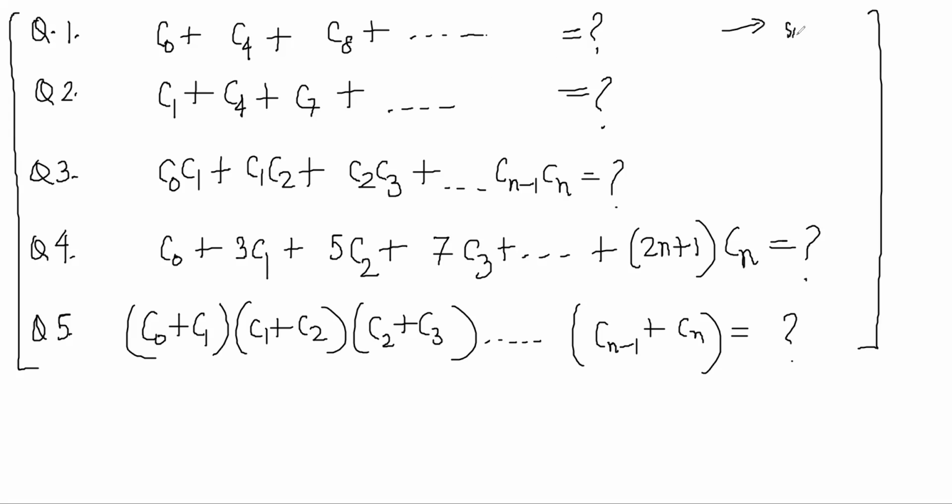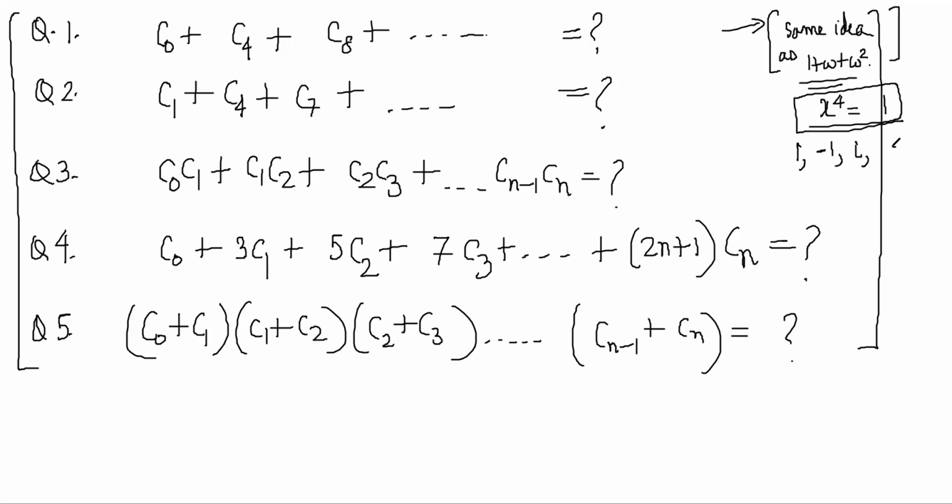In the first one, the same idea works, same idea as 1 plus omega square. So basically, what will you do? You should take fourth roots of 1. All the four complex roots of 1, what are they? 1, minus 1, i, minus i. If you take all the four complex roots of 1 and put the values of those roots in the binomial theorem, there will be fourth power terms that will not be touched. That will always be 1, 1, 1, 1.